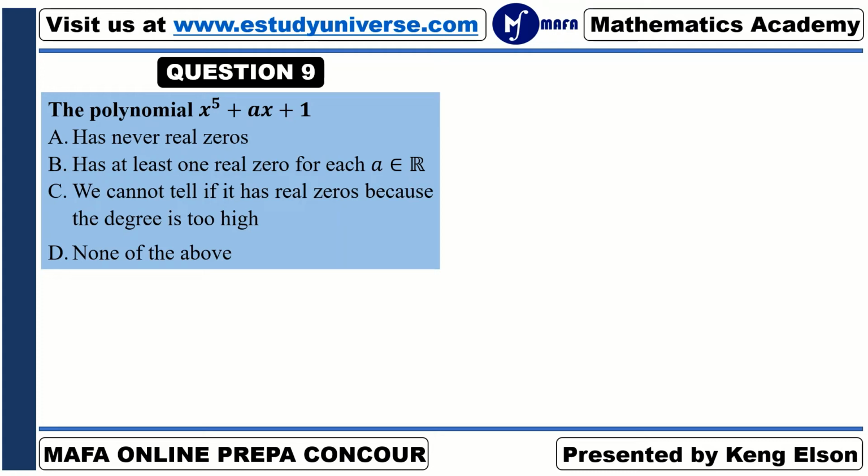Okay, question 9 is a little bit long. It reads: the polynomial x to the power 5 plus ax plus 1, option A, has never real zeros. Option B, has at least 1 real zero for each a in the set of real numbers. Option C, we cannot tell if it has real zeros because the degree is too high. And option D, none of the above.